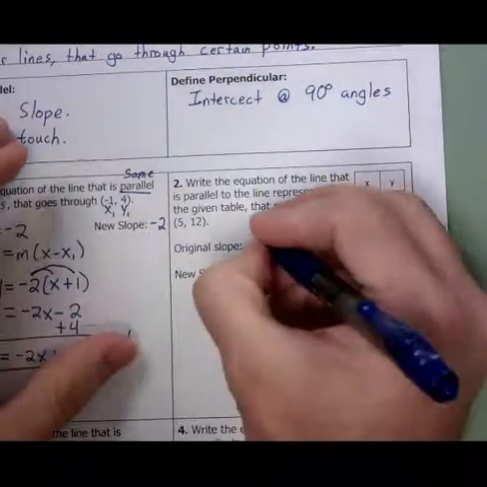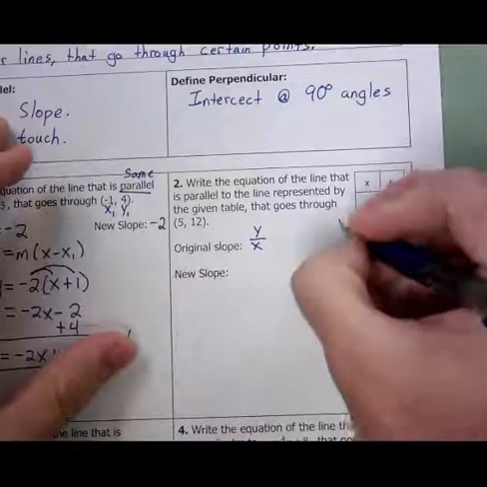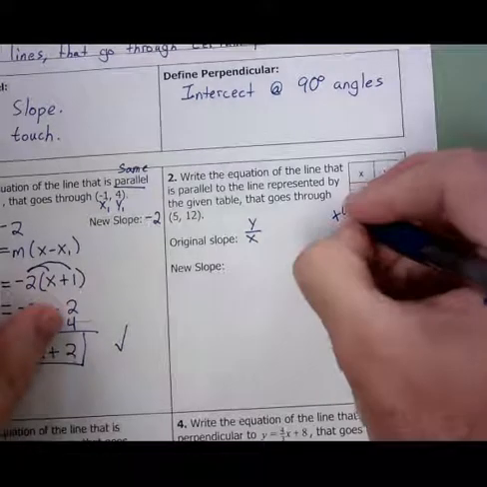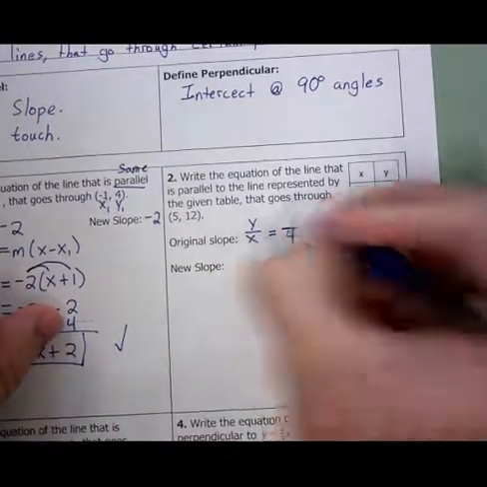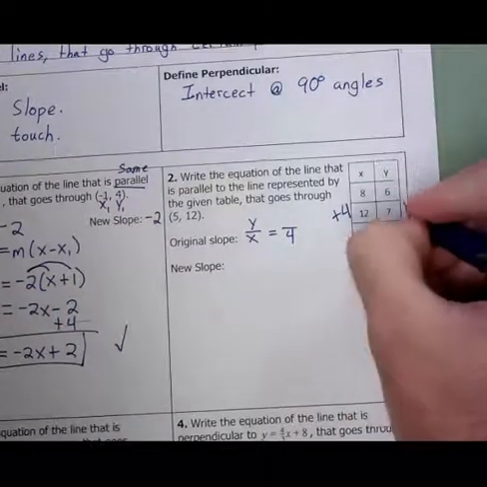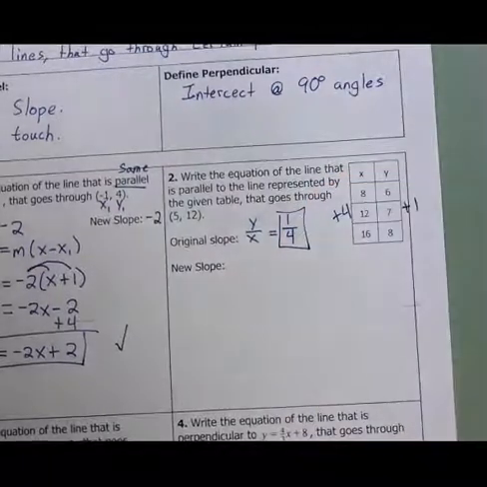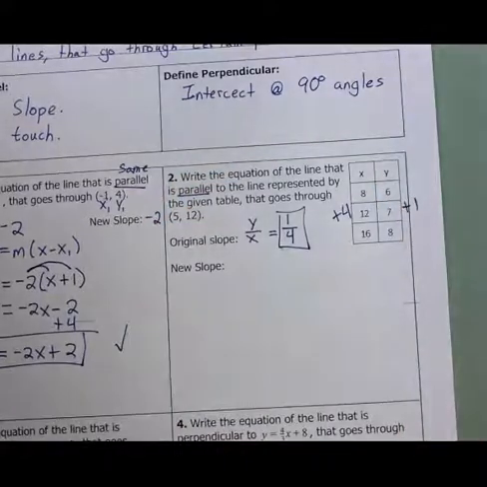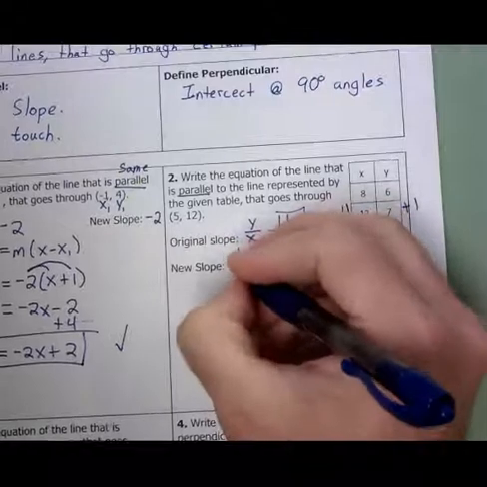Remember, slope is always y over x. So my x's, I can see that from 4 to 12 to 16, they are increasing by 4. So x goes on the bottom, so 4 on the bottom. I can see that my y's are increasing by 1, so 1 goes on top. So my original slope was 1/4. Since this is parallel, parallel is going to again mean the same to us, so our new slope will also be 1/4.